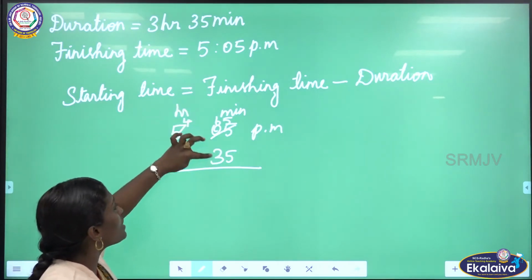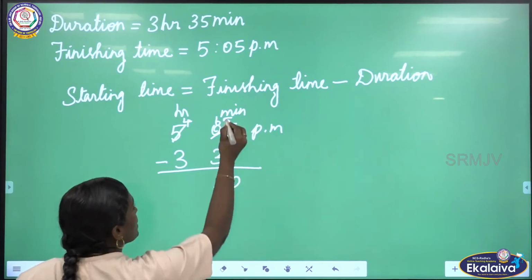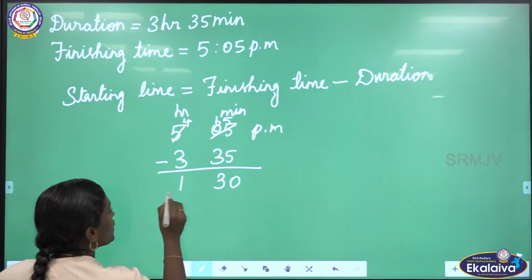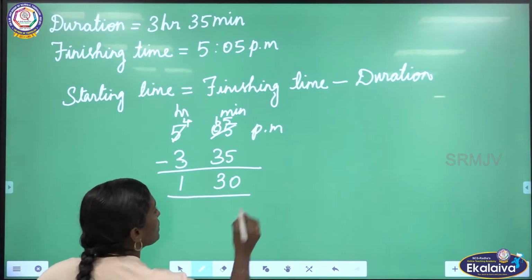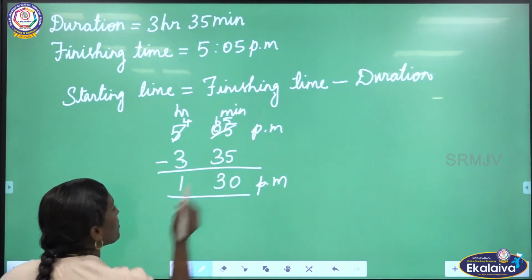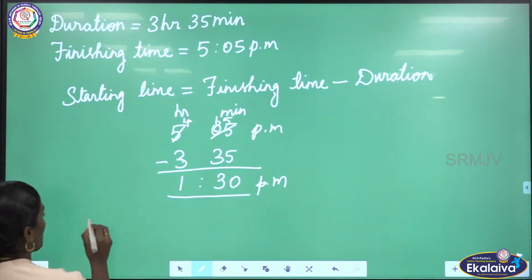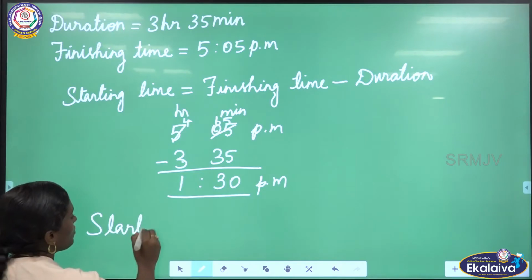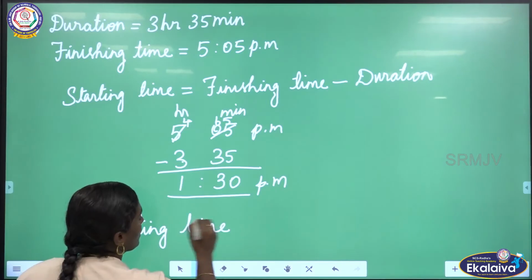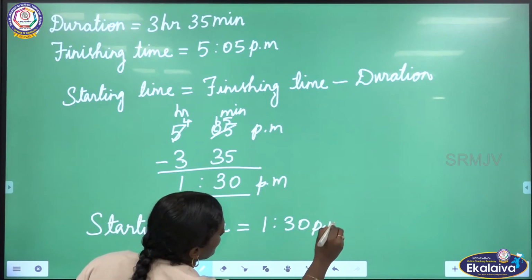Now from 65 minutes we have to subtract 35. Then we will get 30. 65 minus 35, we will get 30. Then 4 minus 3, we will get 1. So that is 1:30 p.m. Okay, 5 p.m. minus 3 hours 35 minutes, we will get 1:30 p.m. So starting time is equal to 1:30 p.m.